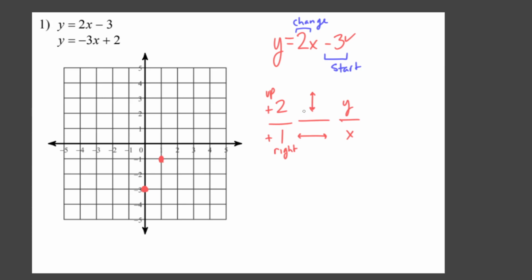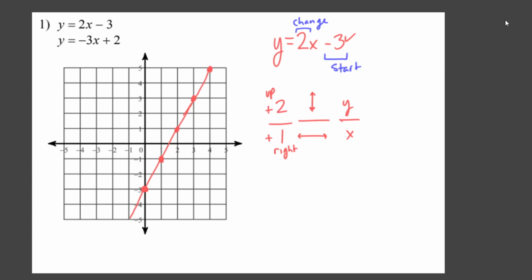Once again, I follow the same directions as before. Up 2, right by 1. Up 2, right by 1. Up 2, right by 1. And up 2, right by 1. Now I can get a really good idea of where my line is, so I'm going to sketch a line through these points. There we go. Perfect. So there's my first line.